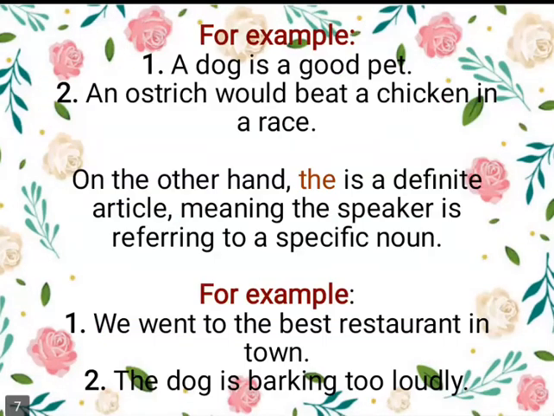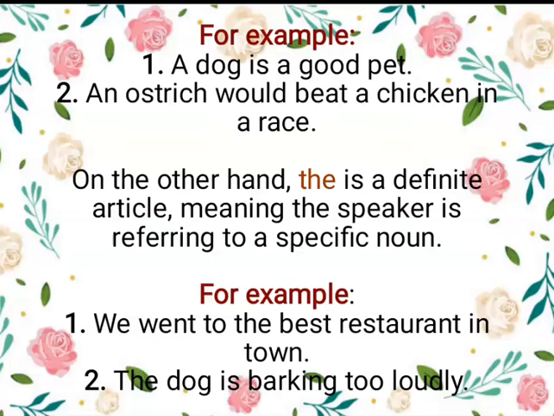Let's take, for example, a dog is a good pet. Here we're saying a dog is a good pet. So it can be any dog. It can be the dog in my house. It can be the dog in your house. It can be the dog in anybody's house. Here we are just mentioning a dog. We made it a general version.